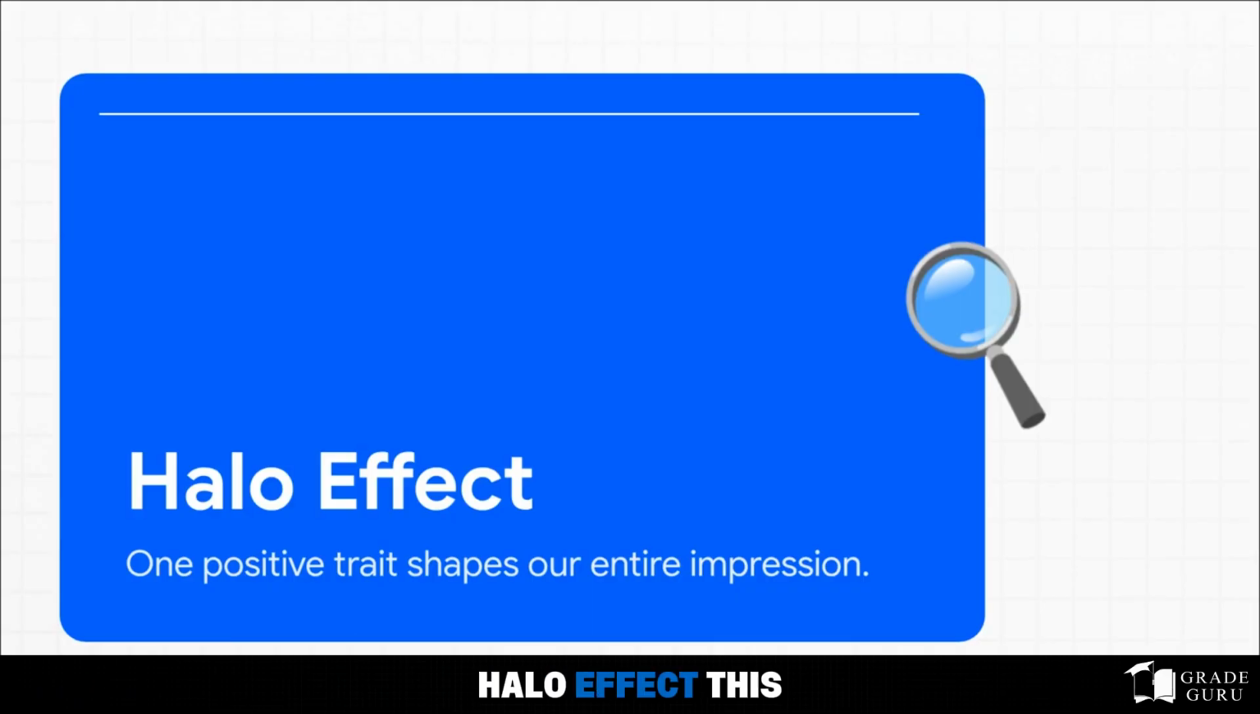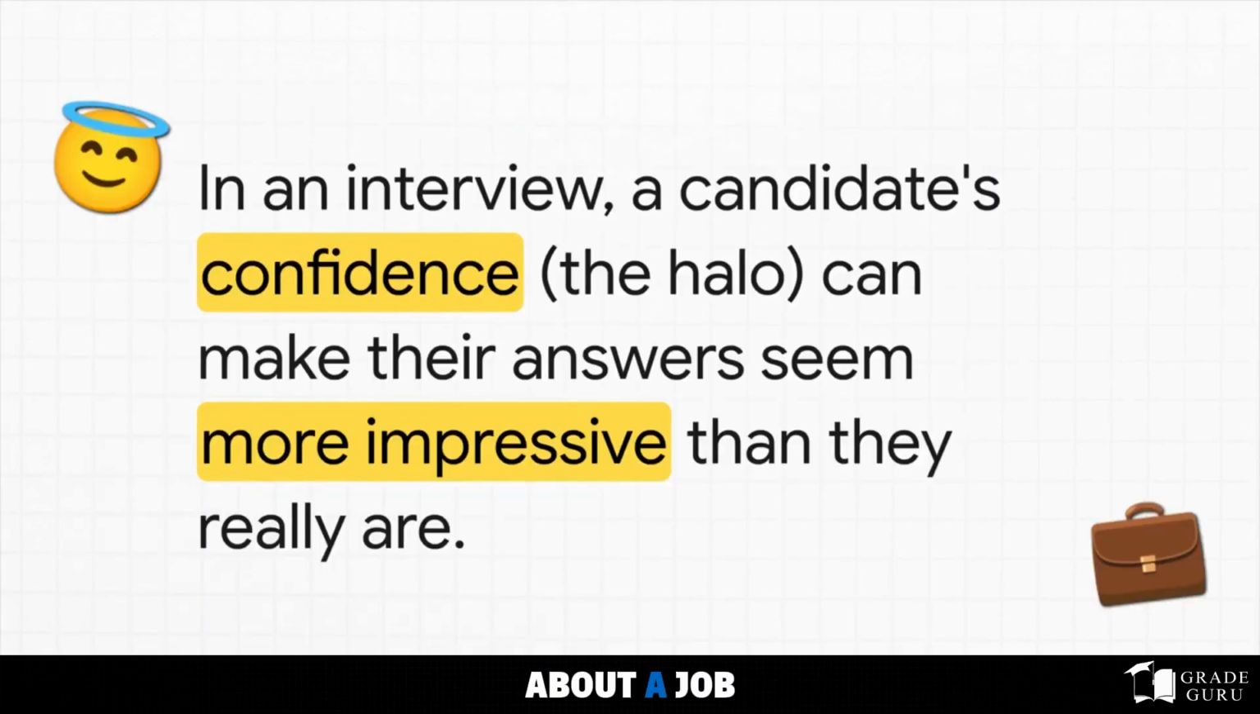Next is the halo effect. This is what happens when we let one single positive thing about a person create this halo that makes us see everything else they do in a positive light. We see one good thing, and suddenly we assume everything about them must be great, and it totally clouds our judgment. I mean, think about a job interview.